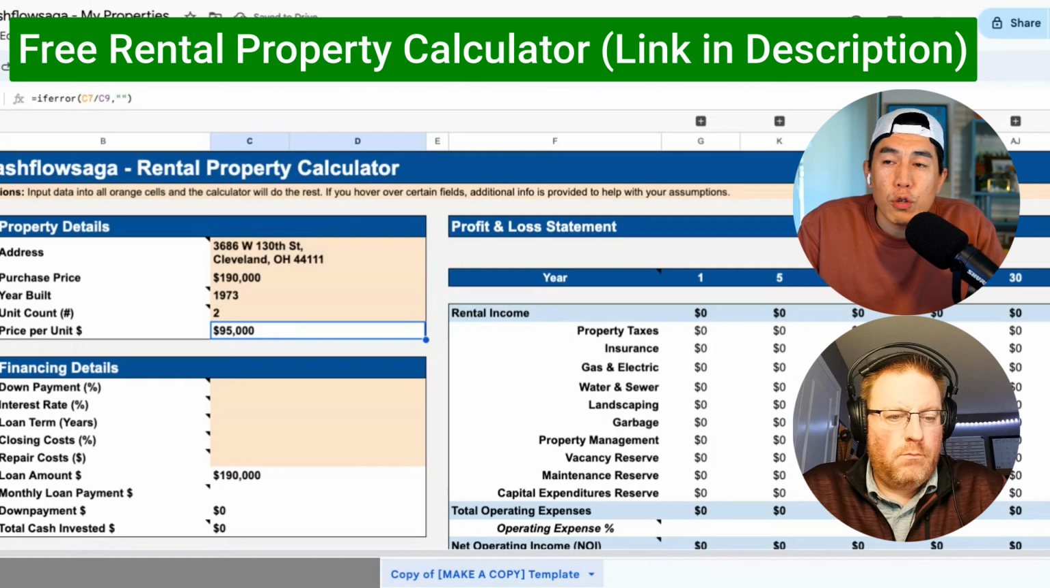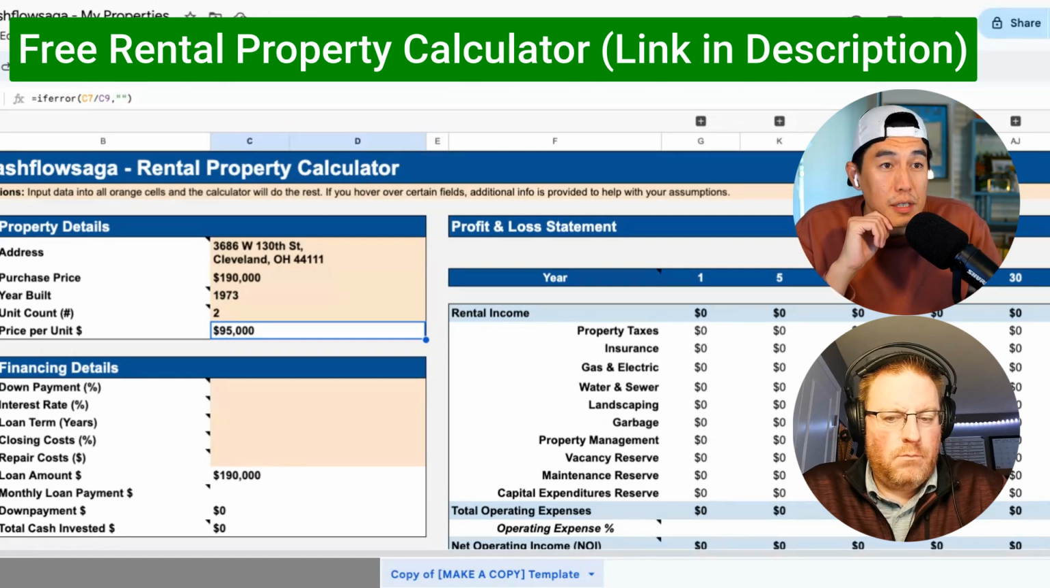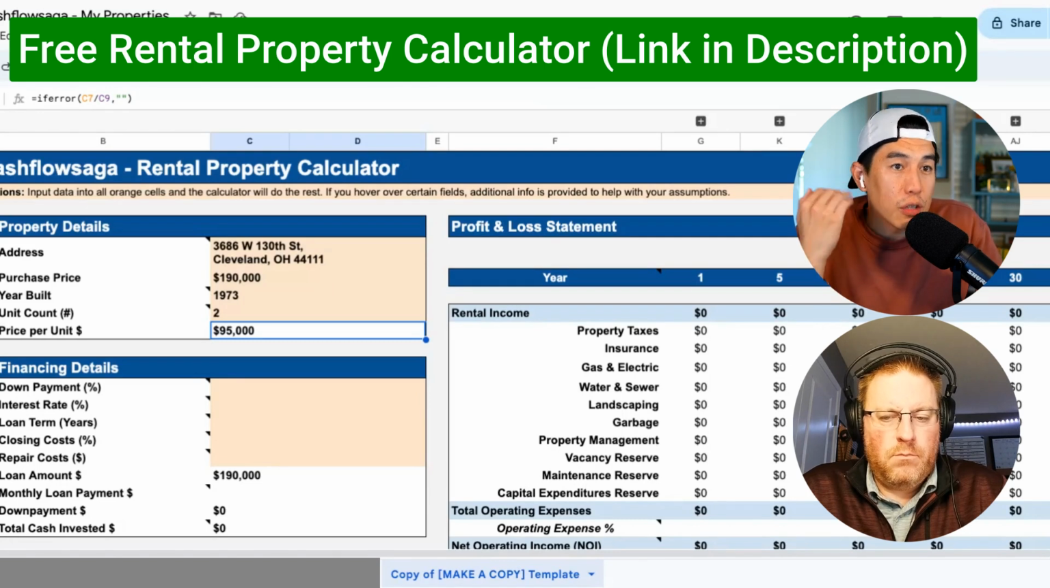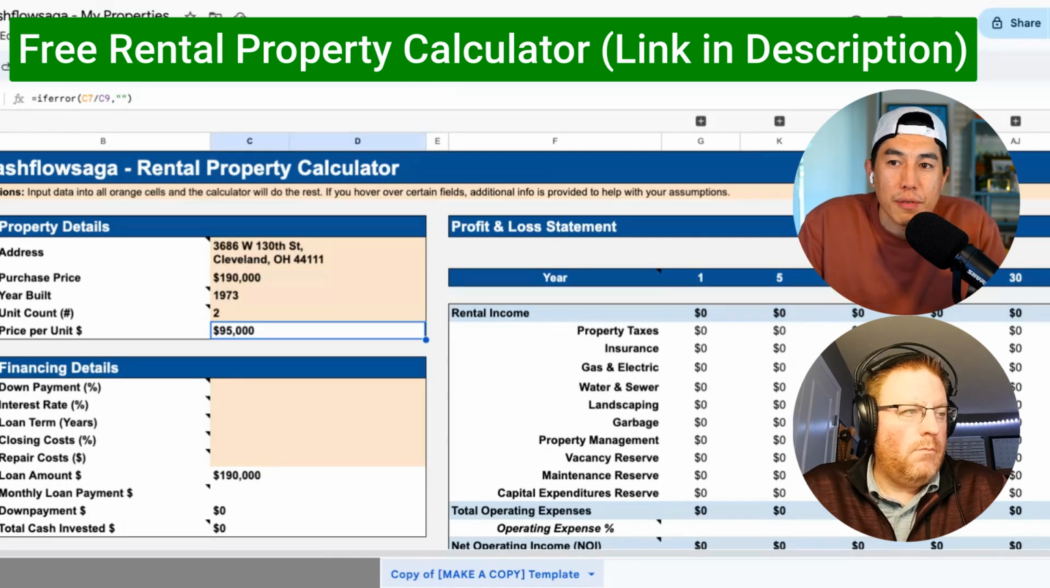The only reason that's important is because what we try to achieve, at least in the Cleveland market where we can, is the 1% rule. We already know, as a teaser, that one of the units is rented for $1,050. With a price per door of $95,000, that's already hitting or surpassing the 1% rule threshold. That's just a little bit of an aside.